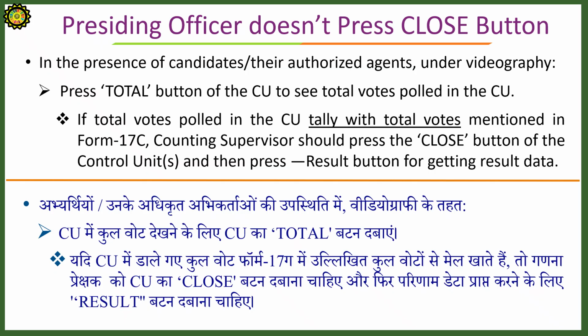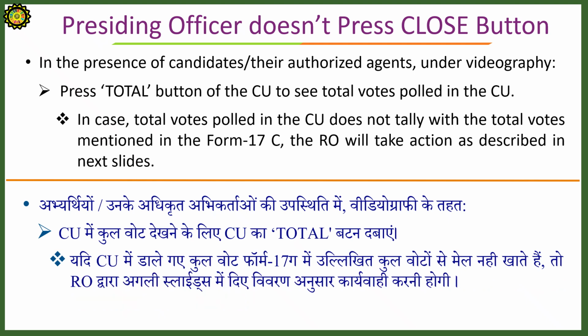In the presence of candidates or their authorized agents under videography, press total button of the control unit to see total votes polled in the control unit. If total votes polled in the control unit tally with the total votes mentioned in Form 17C, then counting supervisor should press the close button of the control unit and then press result button for getting the result data.